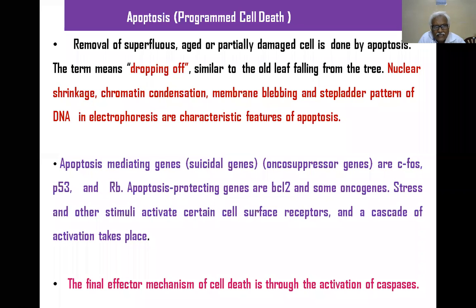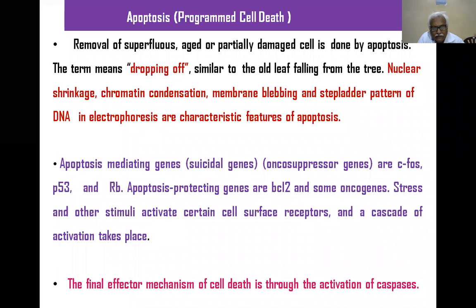Nuclear shrinkage, chromatin condensation, membrane blebbing, and a stepladder pattern of DNA on electrophoresis are characteristic features of apoptosis. So we can document all these things. Nuclear shrinkage will take place, chromatin condensation will take place, membrane blebbing will take place, and a stepladder pattern of DNA on electrophoresis will be noticed.